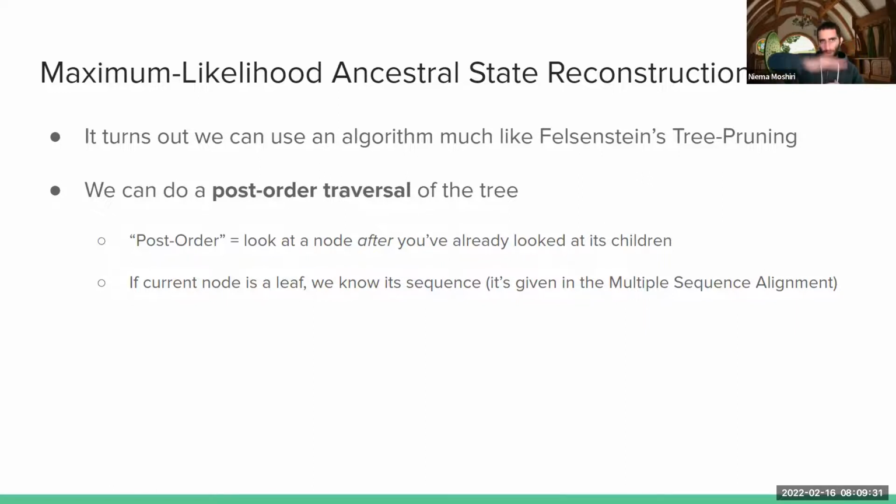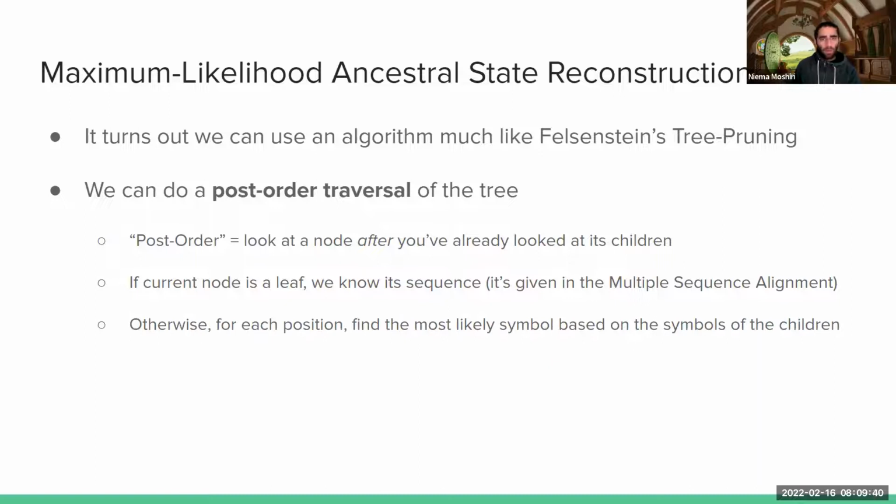So in my bottom-up traversal, if the current node that I'm looking at is a leaf, the sequence is defined. We were given the sequence. Otherwise, for any of the internal nodes, what I could do is use that model of evolution that I inferred. Remember from last week, we talked about all those models of evolution. I can use that model of evolution for each position of the multiple sequence alignment.